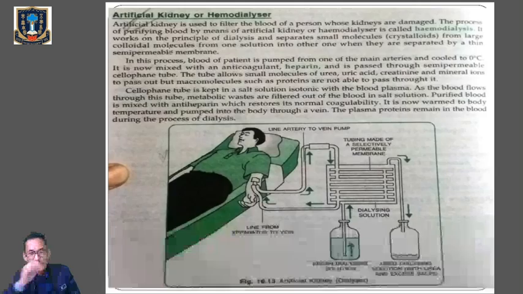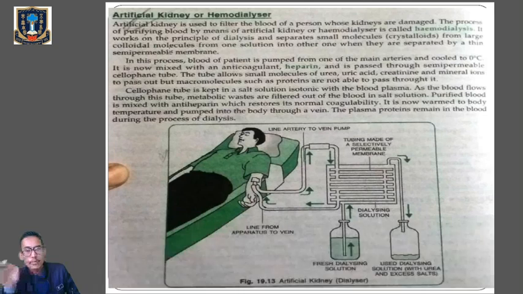Now the last one is hemodialysis. Okay, we also call it an artificial kidney or hemodialyzer. So the artificial kidney is used to filter the blood of a person whose kidneys are damaged. That means for individuals whose kidneys are damaged, in that case we have to go for the artificial kidney. Okay, the process of purifying blood by means of an artificial kidney or hemodialyzer is called hemodialysis.